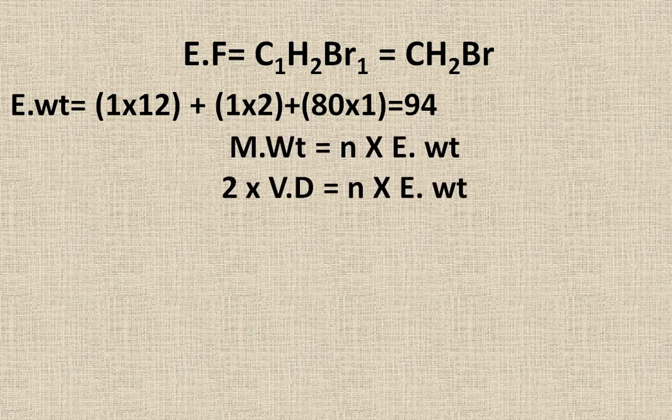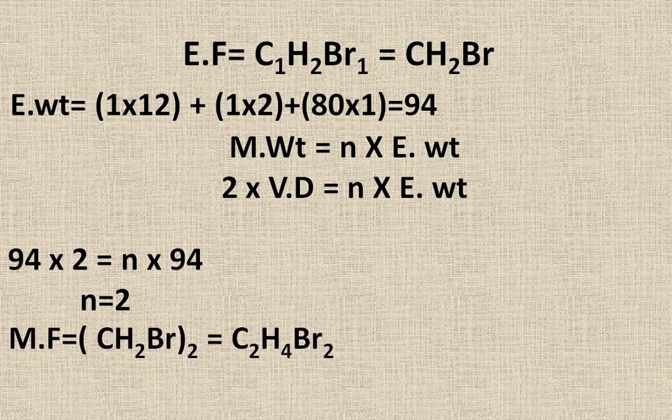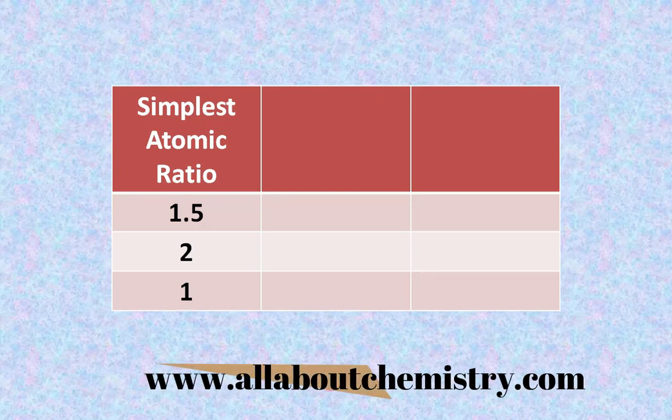We're going to use the formula molecular weight is equal to n times empirical weight. Now, we're going to substitute the new formula, that is molecular weight is twice vapor density. So 2 into vapor density is equal to n into empirical weight. In the question, vapor density is provided, so we just substitute that. So 94 into 2 is equal to n into 94, that is n is 2, from where we get the molecular formula C2H4Br2.